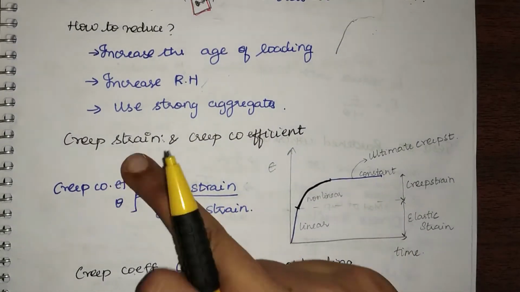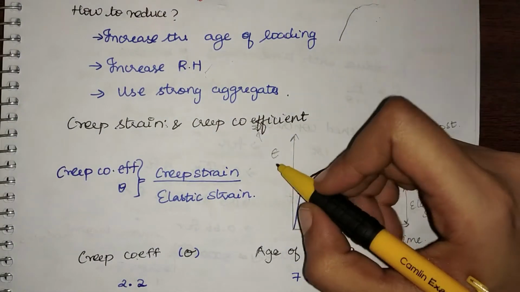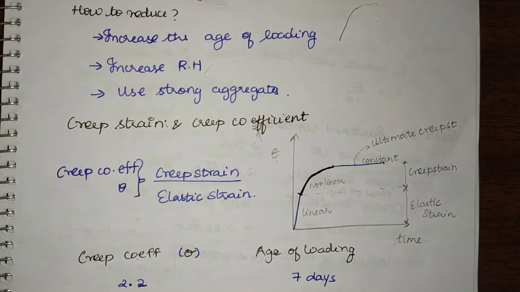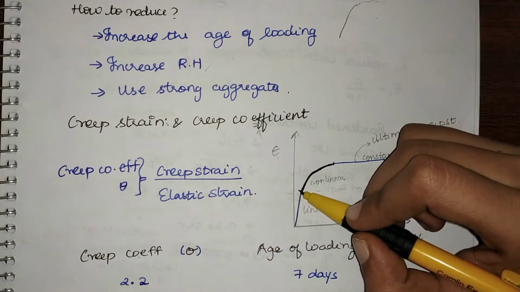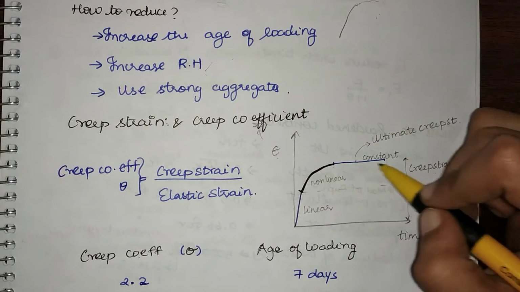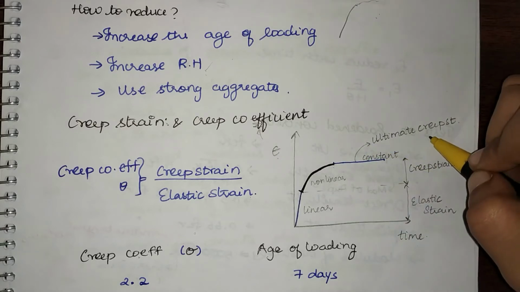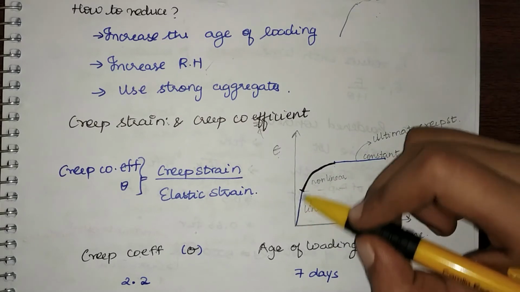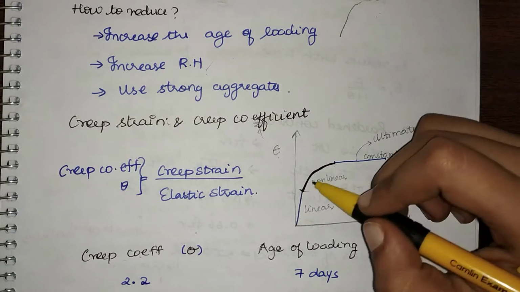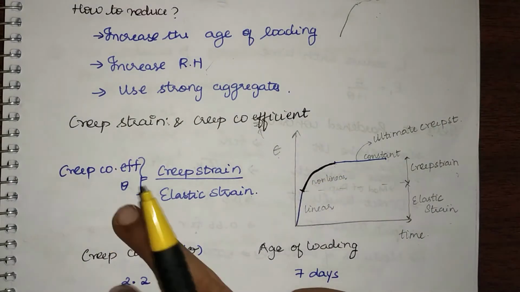Next, let us look at creep strain and creep coefficient. Like I said, if we draw a graph between strain and time, we can see that at the start the strain is linear. After that it becomes non-linear, and at one stage it reaches a constant point. This constant point is called the ultimate creep strain, and this linear strain is called the elastic strain. This non-linear strain is called the creep strain. Creep strain divided by elastic strain will give me my creep coefficient.